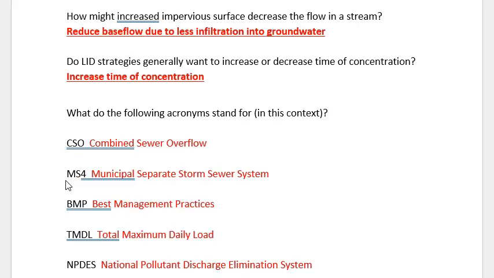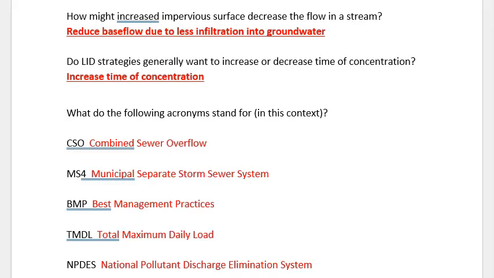Do LID strategies generally want to increase or decrease the time of concentration? So I'll say it briefly in the video I'm about to show after this on hydrographs, but we'll come back to it. Time of concentration is the time from when the last drop of water hits the site to the time it runs off. And we want it to spend more time on the site with more chance of infiltrating in the site.